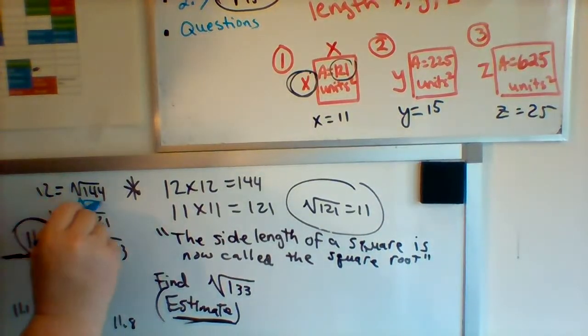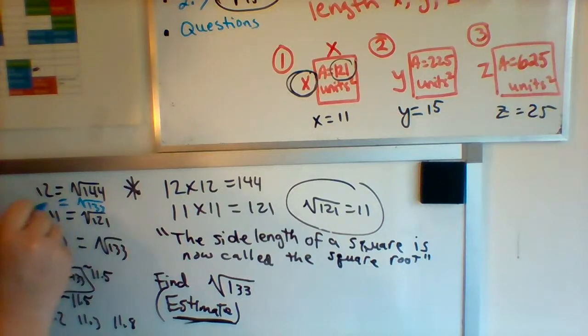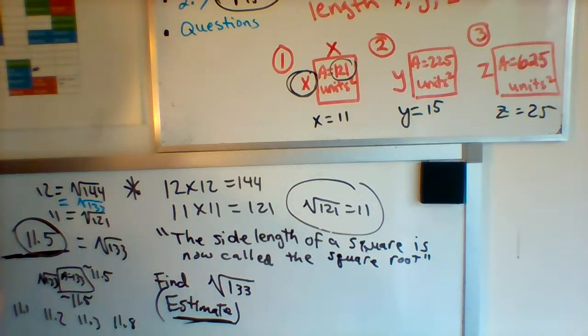She said it's got to be somewhere in here. The 133 has to be somewhere in here, which means it has to be a decimal. Then she said something very important. She said it was in the middle. How did you know that it was in the middle?